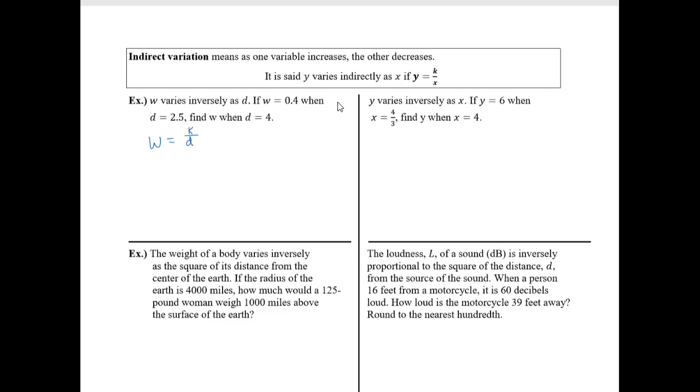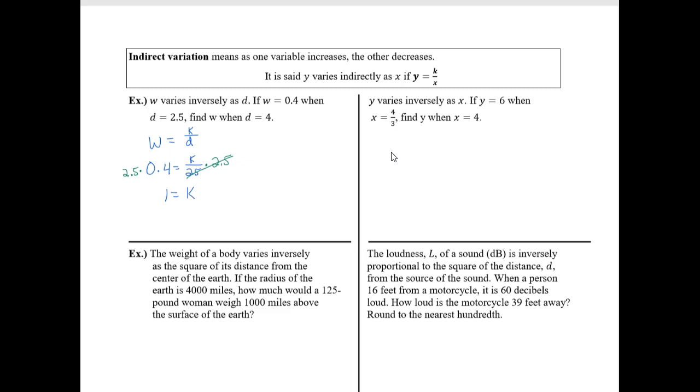So we plug in what we know. We know the 4/10 is w. We don't know the variation constant yet, and d is 2.5. Now, to get rid of that 2.5, the opposite of dividing by 2.5 would be to multiply both sides by 2.5. And 2.5 times 0.4 is 1. So that variation constant is 1.